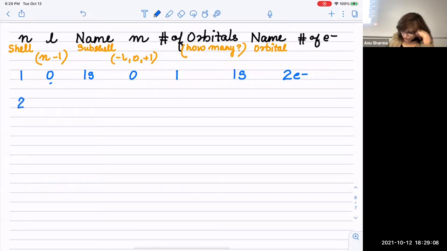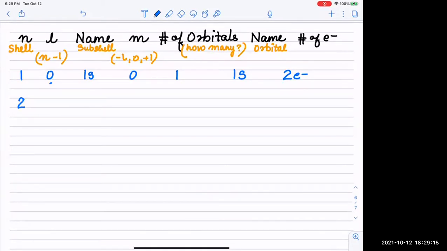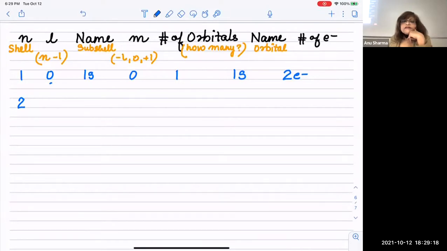Next, if the energy level is 2, what is the value of L? Remember it's n minus 1, so it's 0 and 1. The name is 2s and 2p. What are the values of M? If L is 0, the value of M is also 0. But if the value of L is 1, what is the value of M? Very good: minus 1, 0, and plus 1. Remember the p has 3 orbitals. You have studied that in the previous classes.